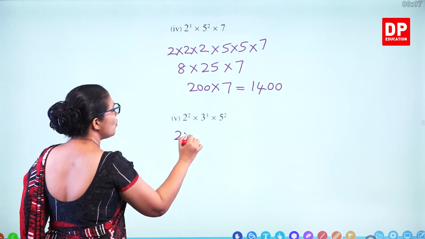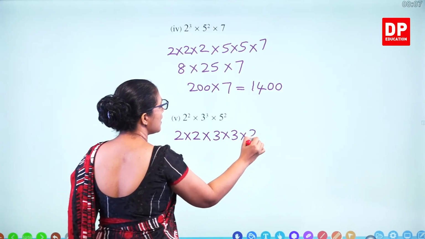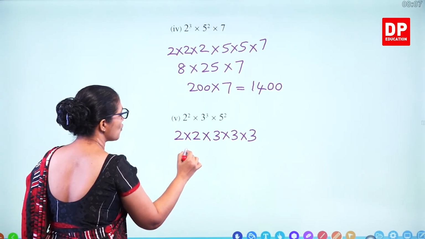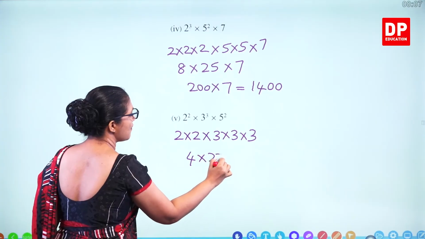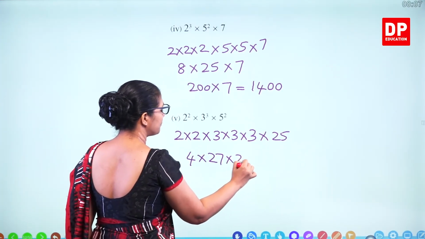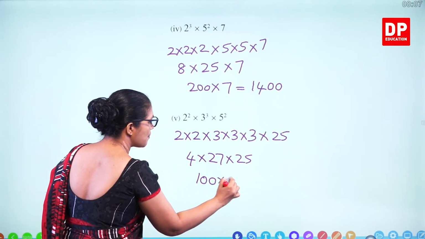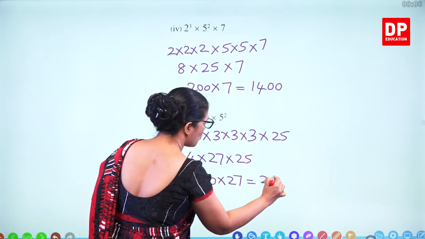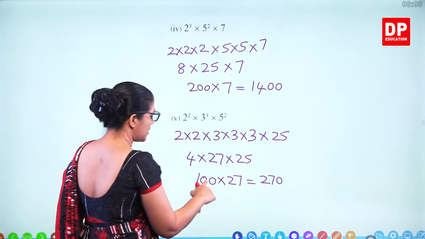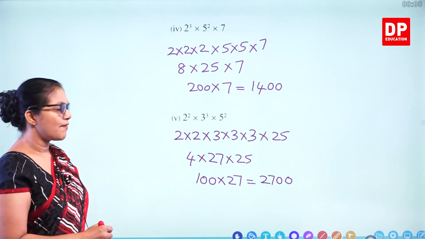2 times 2, 4. 3 times 3 times 3, what's that? It's 27. So 4, 27. And 5 times 5, 25. 25 times 4, 100. 100 times 27 is 2700. 27 and 2 zeros. So 2700.